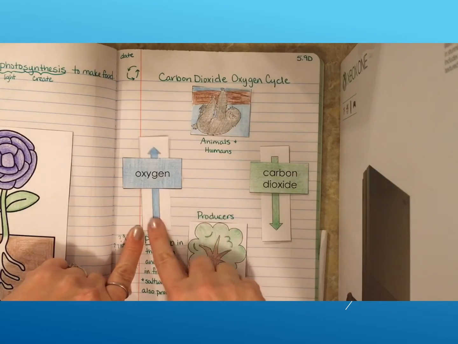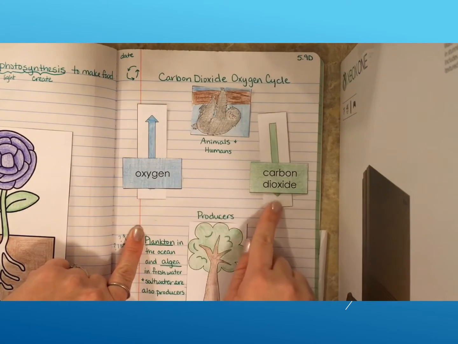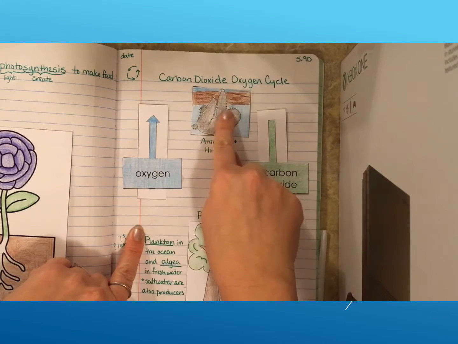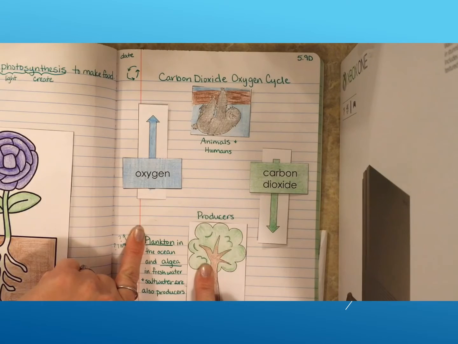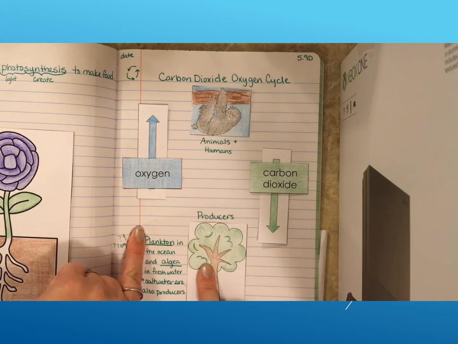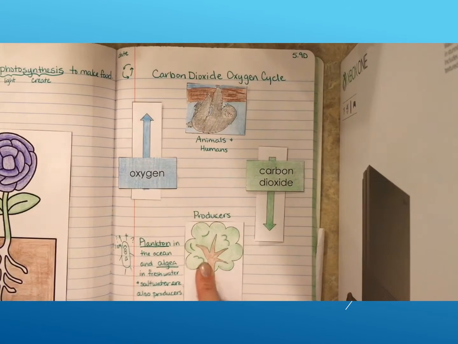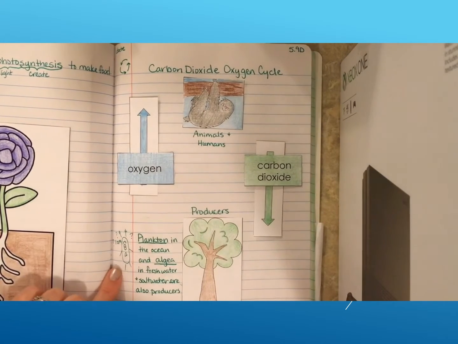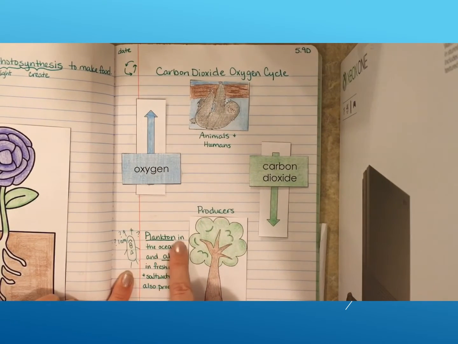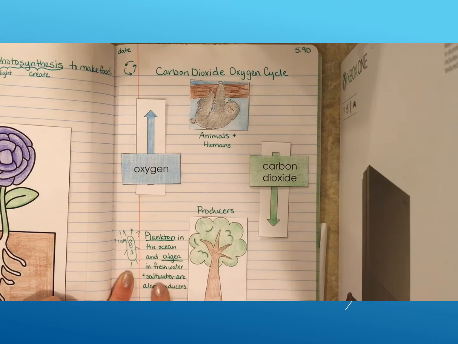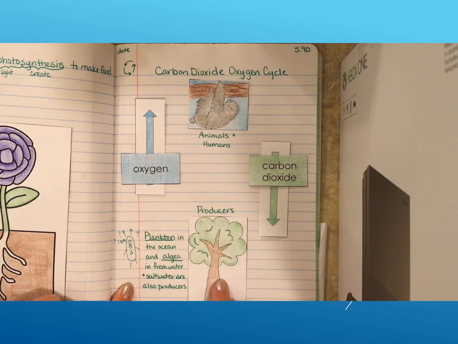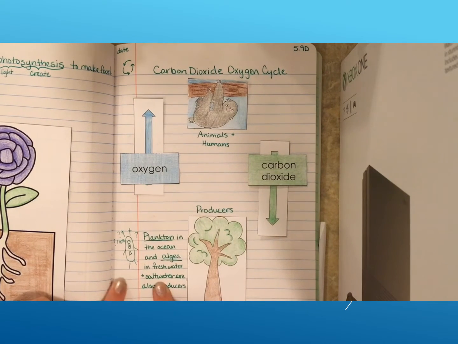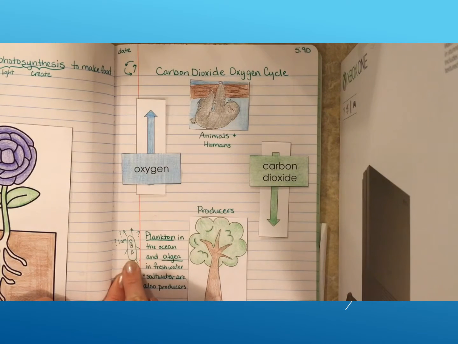Okay, so the oxygen leaves the producers, and the animals use the oxygen, and the carbon dioxide that they breathe out comes to the plants, so the plants can make their food in the process of photosynthesis that we're going to do on this page over here. Another little note that I have right here for you is plankton in the ocean and algae in freshwater and saltwater are also producers. A lot of times we forget about them because we think of the typical plant as our producer, but these are also producers. Then I drew a fun little plankton saying I am.